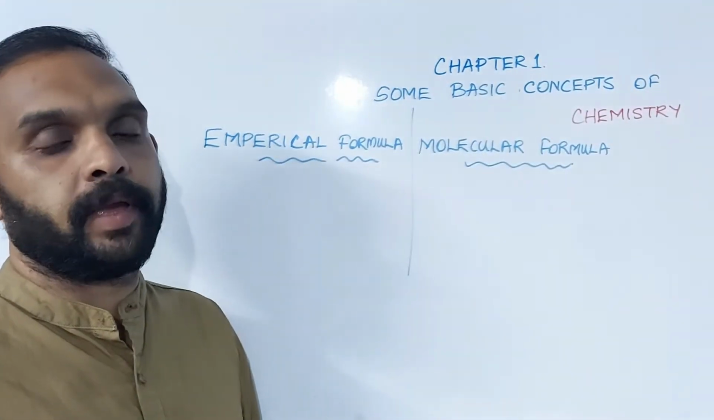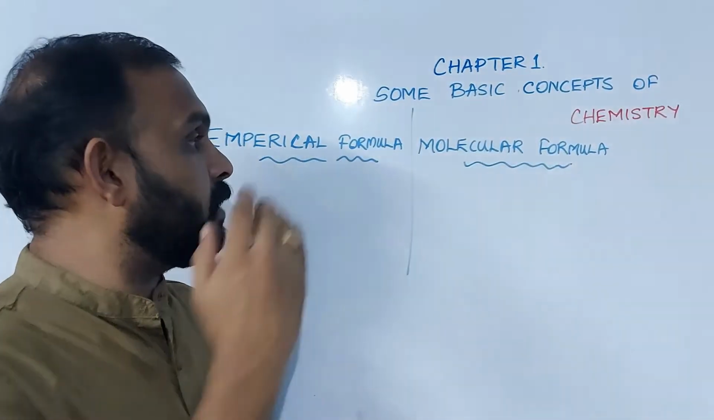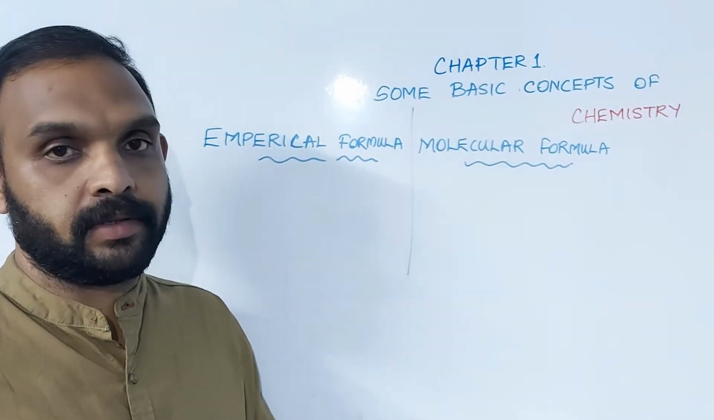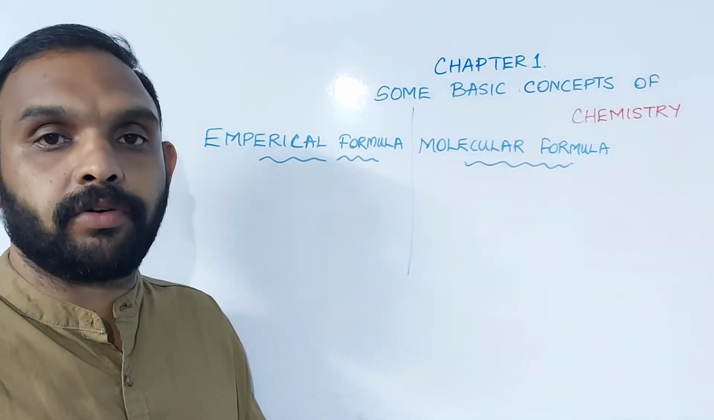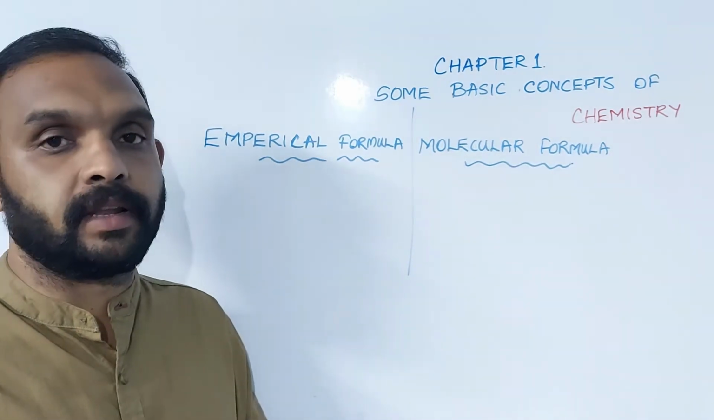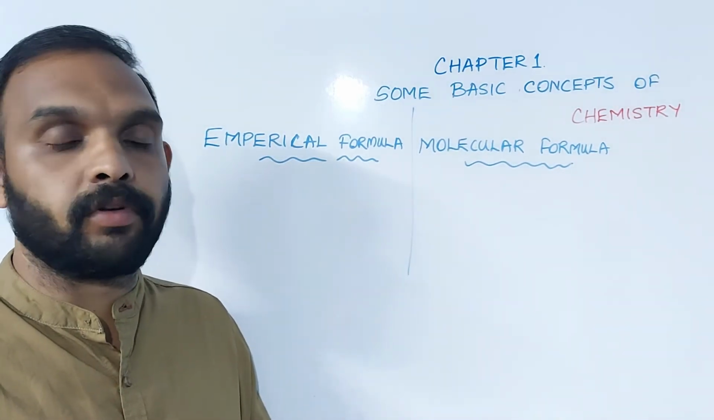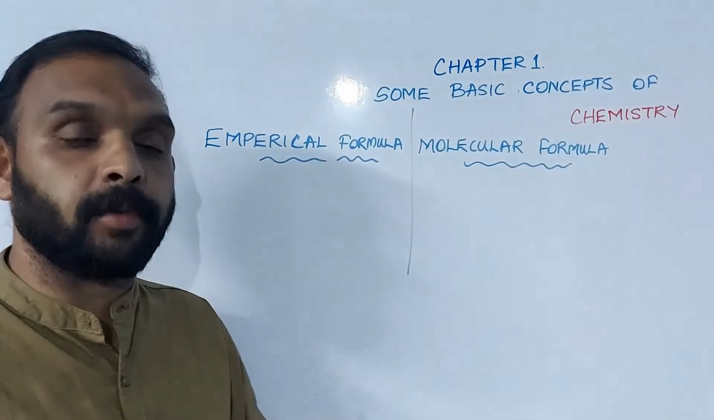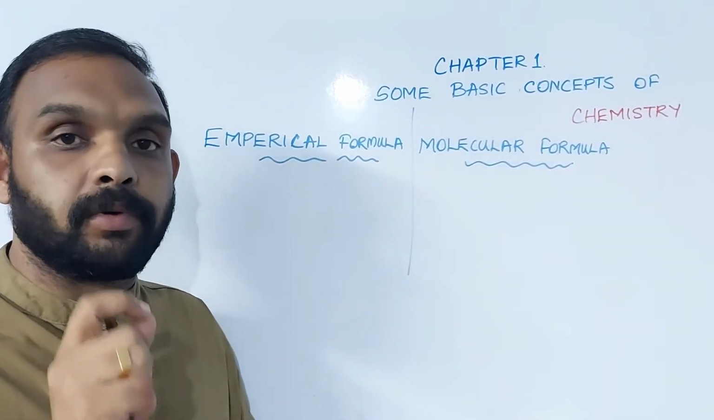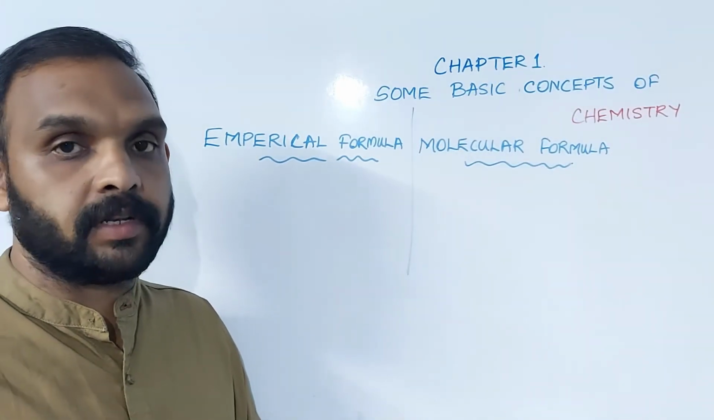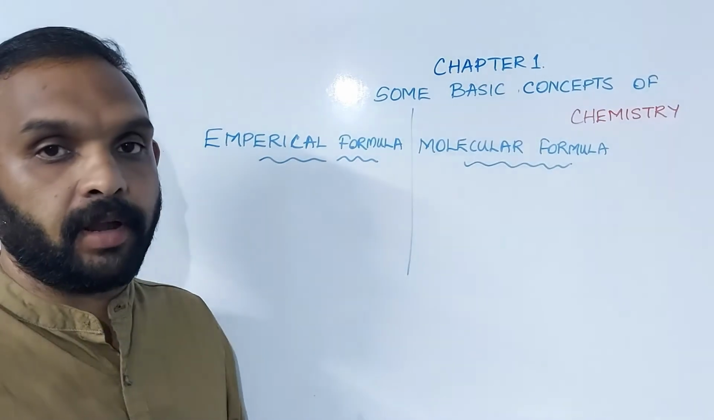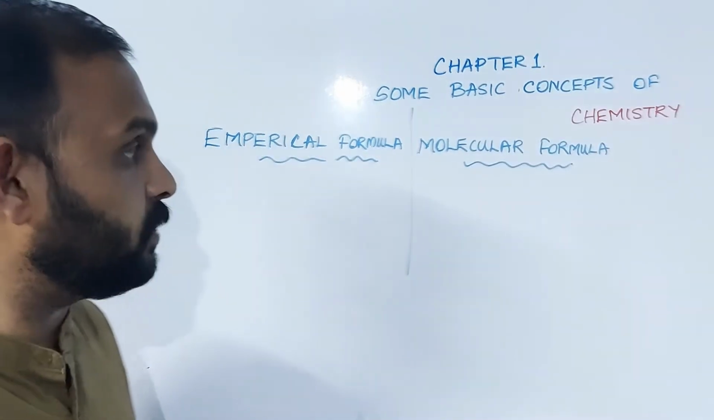Okay, our next topic is empirical formula and molecular formula. Empirical formula can be defined as the simplest whole number ratio of atoms of various elements present in a molecule of a compound. Then what is molecular formula? It is the actual number of atoms of elements present in one molecule of a compound. I will tell you what is the difference between these.